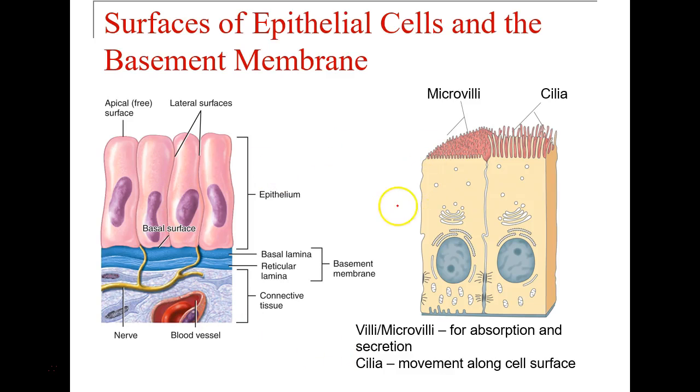All right, so this gives you an idea of the overall setup of epithelial tissue. We have cells and a basement membrane, and then we are connected to some type of connective tissue beneath. Real quick, these microvilli and cilia we will see on the cell surface of some particular epithelium. Microvilli are for absorption and secretion, and cilia, as you can see, are a little longer, more finger-like if you will, and these are for movement along the cell surface.